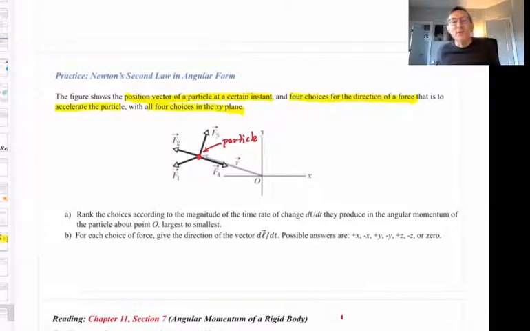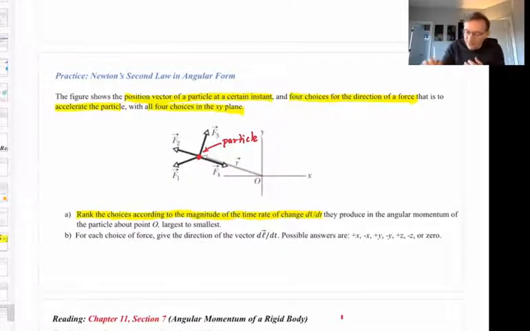Okay, here's the first question for our practice, part A. Rank these 4 force choices, F1, F2, F3, and F4, according to the magnitude of the time rate of change dL/dt that they produce in the angular momentum of the particle about point O, greatest to least.